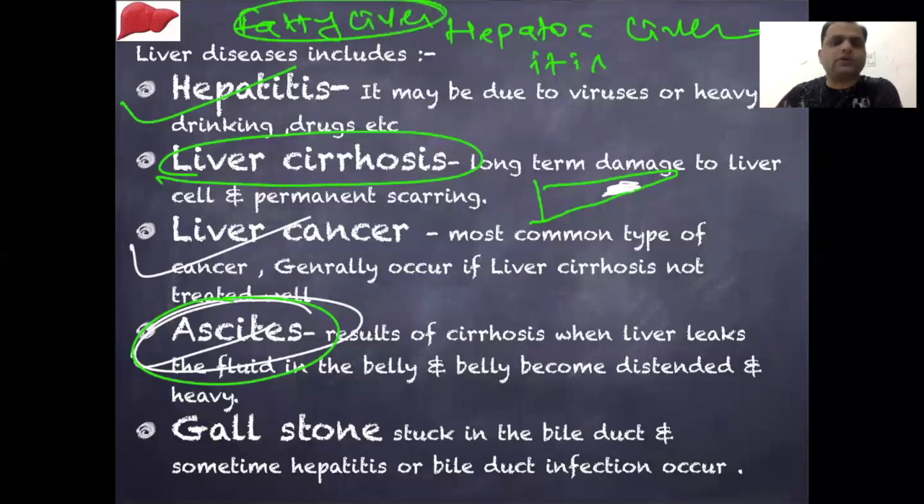Fatty liver is one of the very common diseases. Even doctors ignore it. Doctors tell you, okay, let it go, do not worry about this. But when someone is suffering from a fatty liver, if he takes care of the liver at that time, maybe he cannot proceed to liver cirrhosis, liver cancer, or ascites. But during fatty liver, everyone ignores the liver.